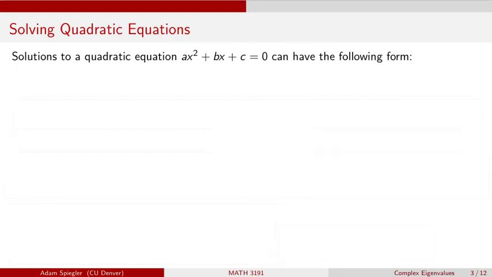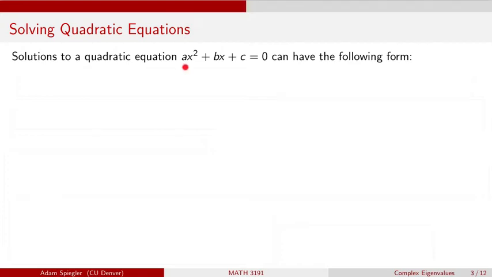Okay, welcome everyone. So we are going to be working with 2 by 2 matrices and trying to find eigenvalues of 2 by 2 matrices when we can't factor the characteristic equation into two linear factors. So in other words, when the characteristic equation is a quadratic that cannot be solved with real numbers. So it's going to be worth it just to review some properties of quadratic equations.